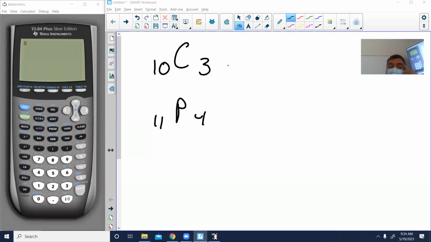Okay, so I'm going to teach you how to do it in the calculator. So first button you're going to click is math over here, right under alpha. Found it. And then do I go down?